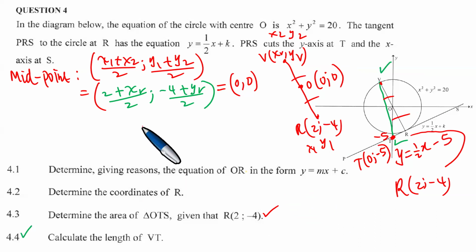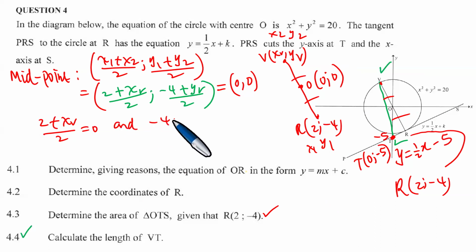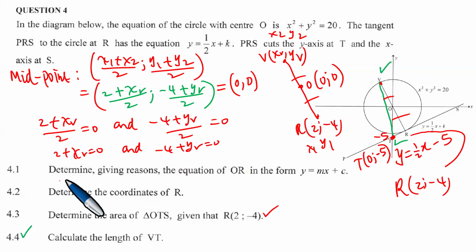So in the end, we're able to say 2 plus xV out of 2 equals 0, and minus 4 plus yV out of 2 equals 0. You cross multiply: 2 plus xV equals 0, and minus 4 plus yV equals 0. So xV is minus 2, and yV is 4.